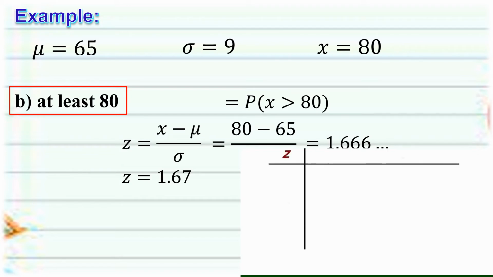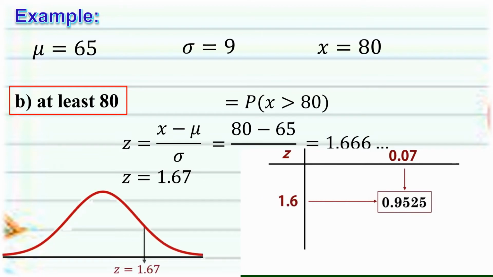So it is equal to, correct, it is equal to 0.9525. So it means that the area of this portion is equal to 0.9525.